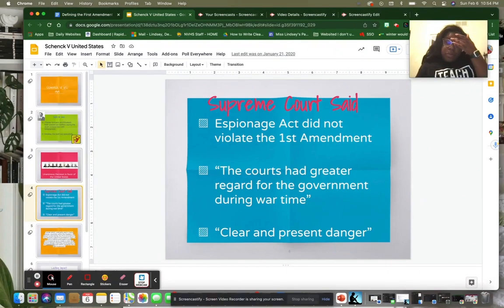So the Supreme Court said that the Espionage Act did not violate the First Amendment. The courts had greater regard for the government during wartime. And then there was an example of clear and present danger because people were not protesting peacefully. And that encouraged people to protest, but not act peacefully when they protested.